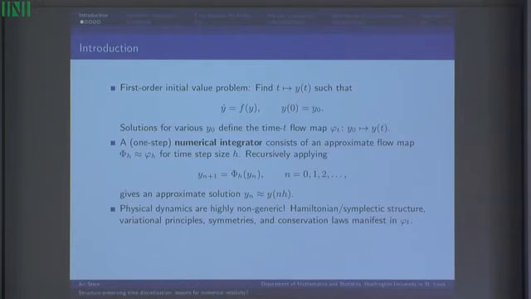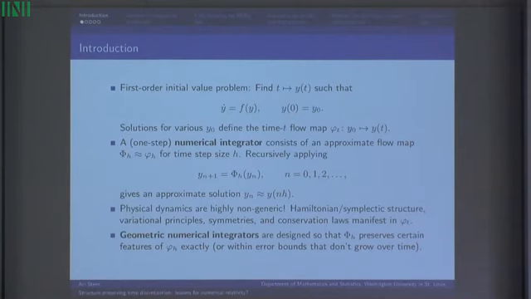However, of course, physical dynamics, the kind we see in physical systems, are highly non-generic. They often have way more structure than this. Some of the structures that we're commonly concerned with in geometric numerical integration are Hamiltonian symplectic structure. Our solutions might be defined by some variational principle. We may also have some symmetries, and using Noether's theorem, those might result in conservation laws, things that are conserved by the flow.